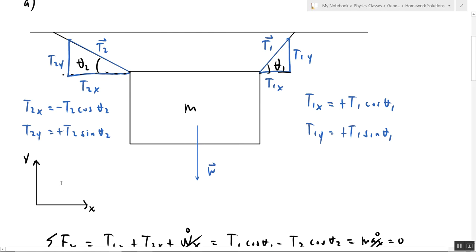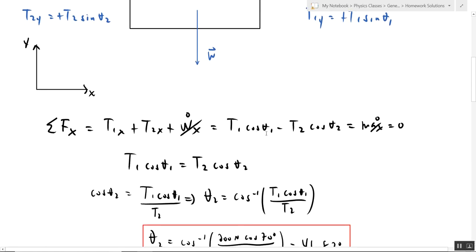This is a typical coordinate system, obviously. And the weight of the sign is going down. So you want to add up the x parts and the y parts. So the x parts is just T1x minus T2x is equal to 0 because the sign isn't moving, it's in equilibrium, which means the acceleration in the x and the y direction is 0. So this is what you have here.